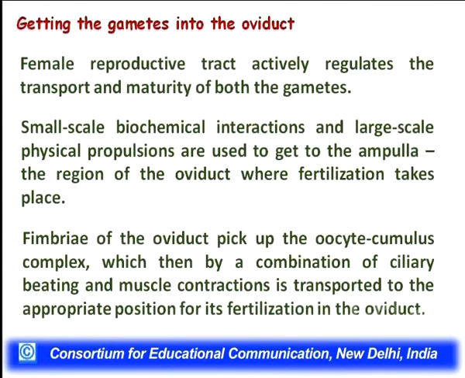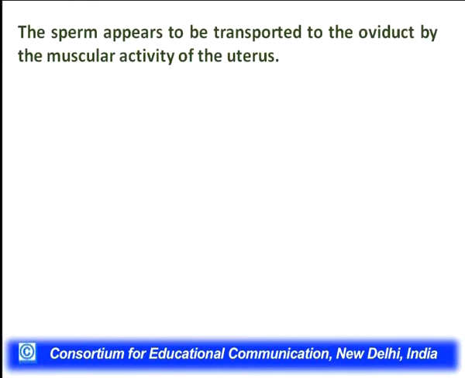So, the ovum, which is released from the ovary, also has to reach a certain place in the oviduct where the fertilization takes place, as do the sperms which are ejaculated into the female body. They are transported into the uterus and finally into the oviduct, where they reach the place where the fertilization takes place. So, getting the gametes into the oviduct is an important stage in internal fertilization. The sperm appears to be transported to the oviduct by the muscular activity of the uterus. As I said, it's not only the sperm's tail or intrinsic motility which is responsible for the sperm reaching the ampulla, but also the muscular activity of the uterus is very actively involved.